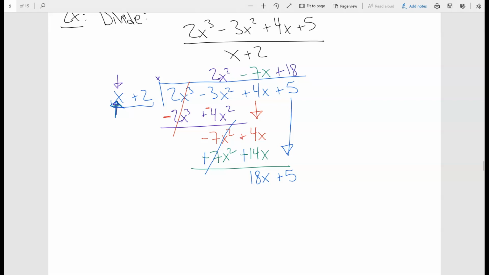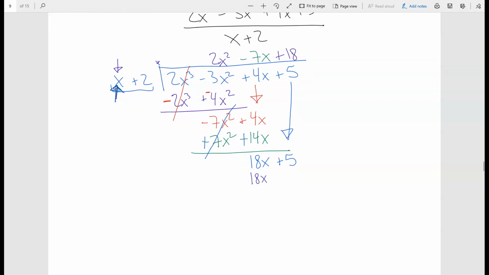So that's going to give me 18x over here. And then 18x times 2 is just going to give me, what is that, 36. Okay. Remember that the signs are going to change here. So this is going to be a minus. This is going to be a minus. This goes away, and I'm left with a negative 31.